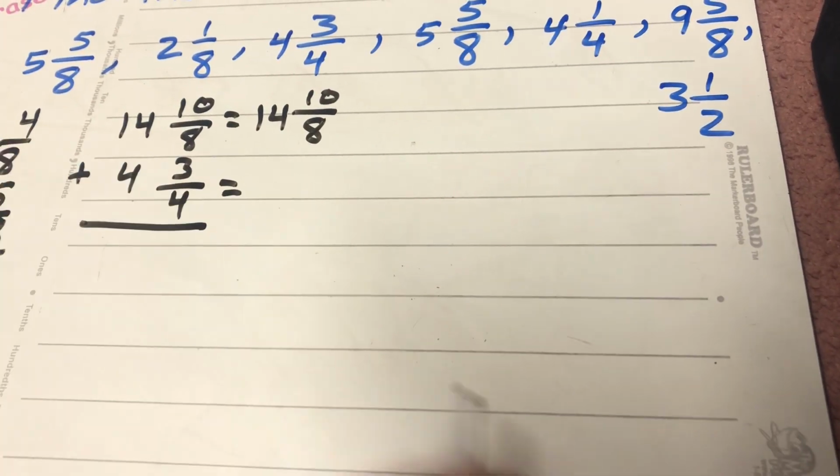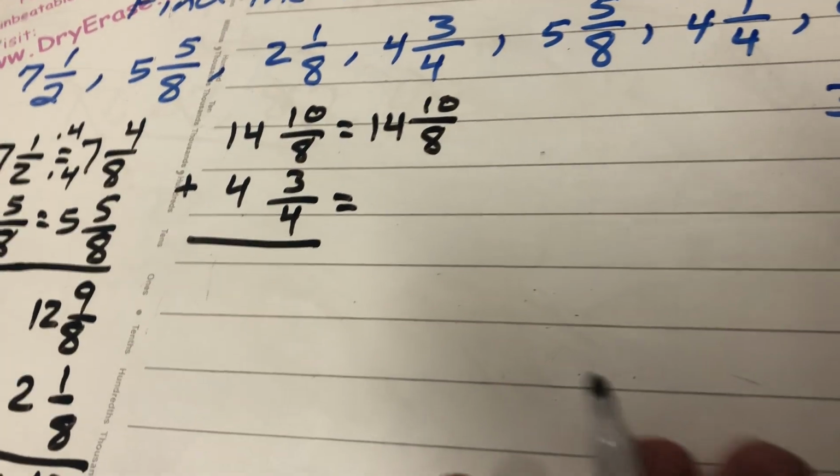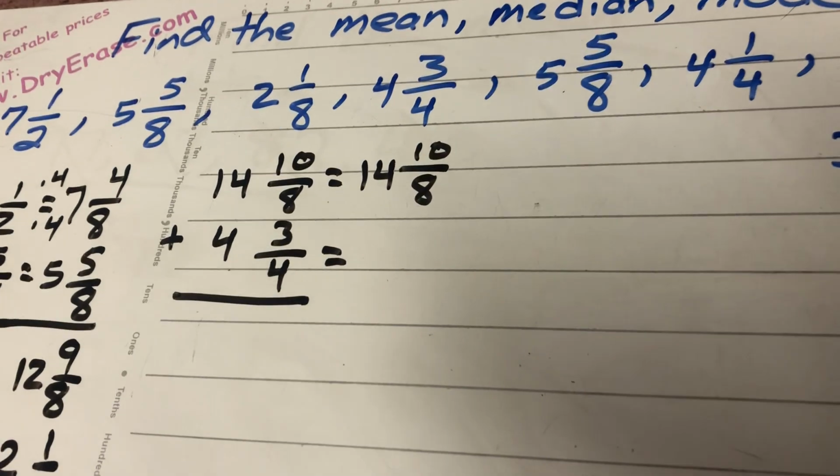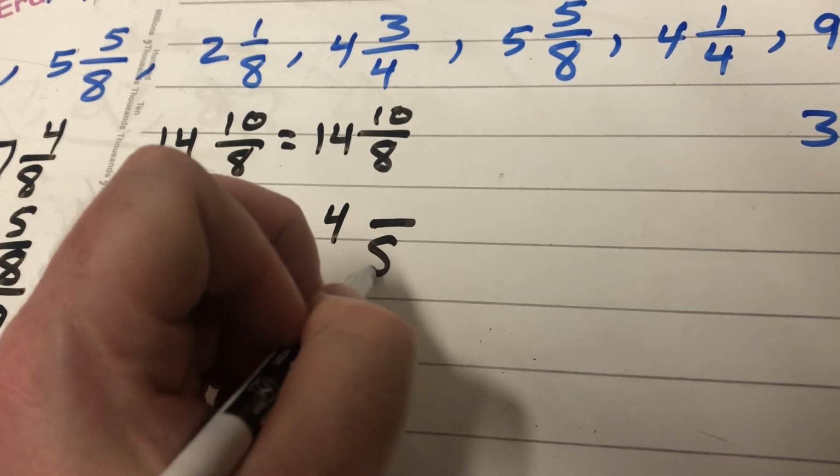You see the effort you've got to go through, 6th grade. You have to be willing to do this work. You have to be willing to be organized. You've got to take your time. So this is going to be 4 and something over 8.